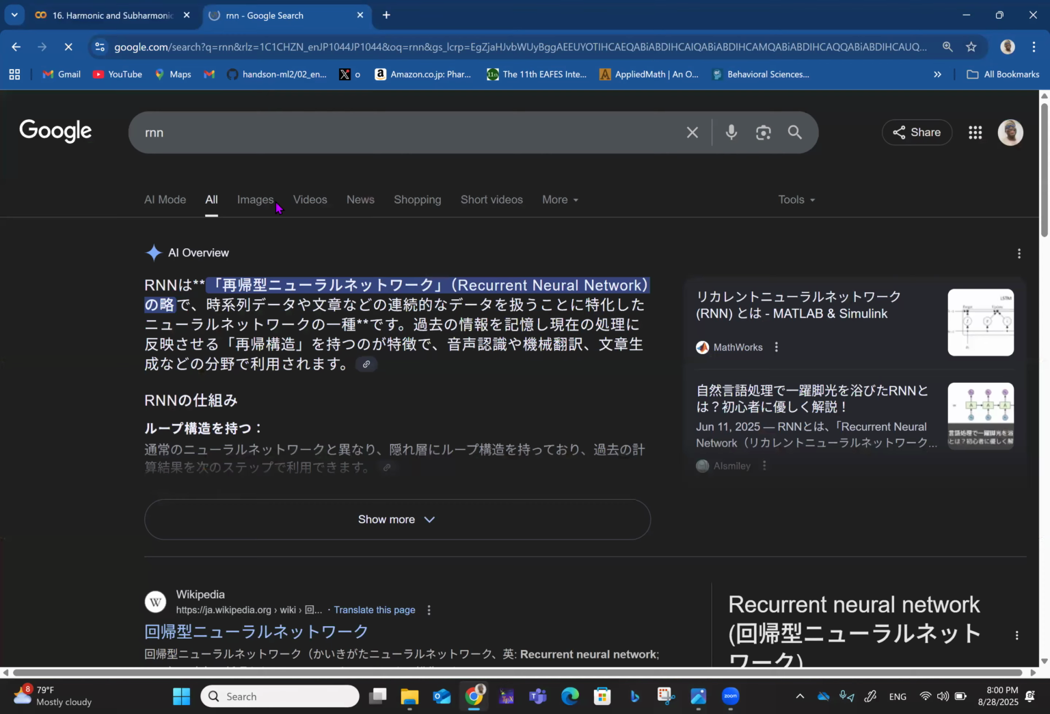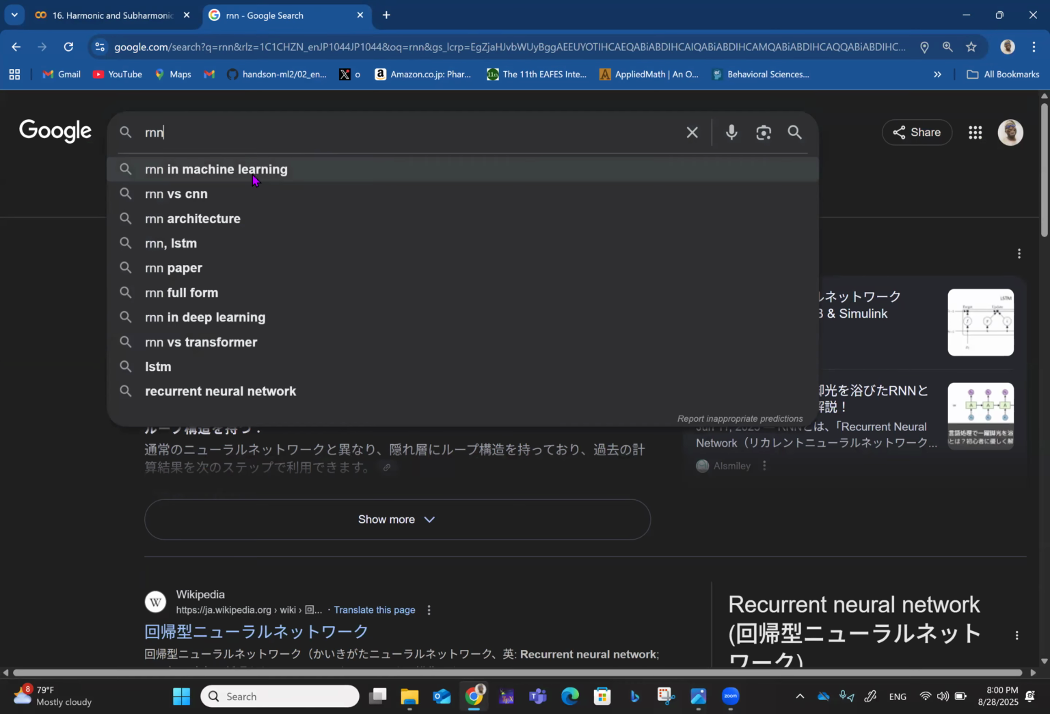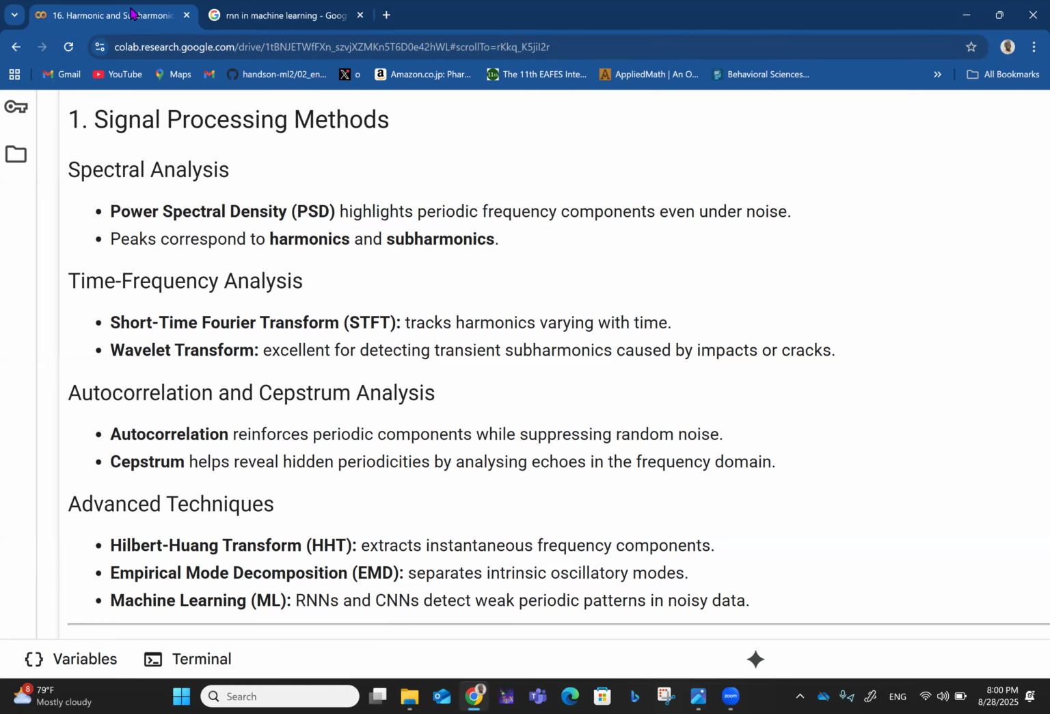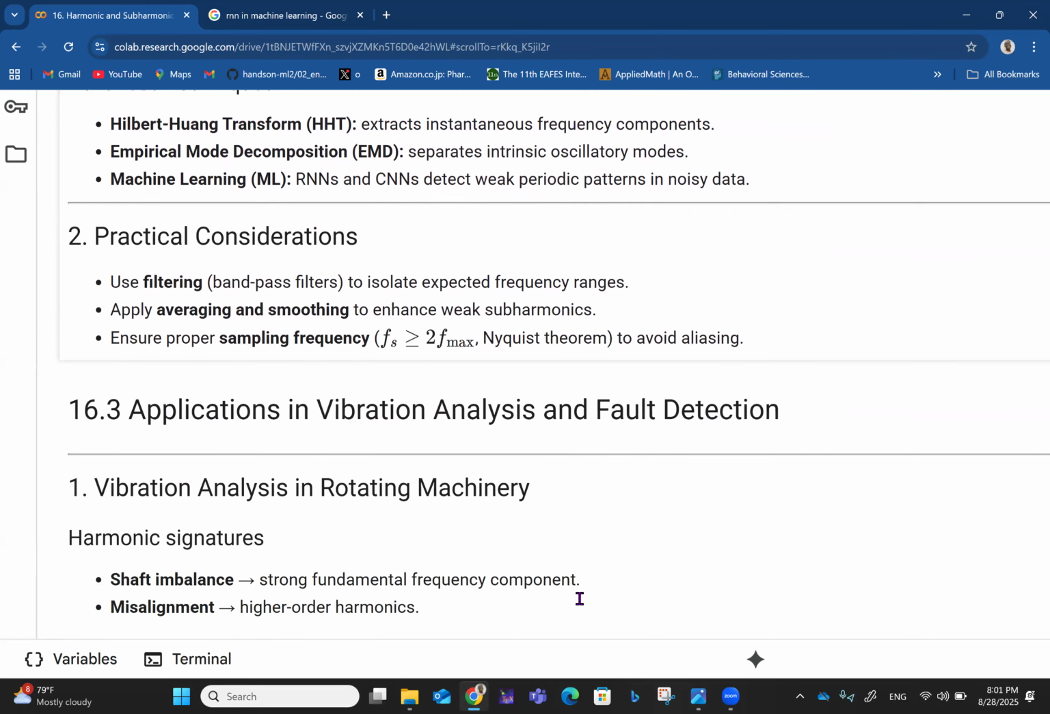Okay, RNN in machine learning, yeah? That is recurrent neural network, while CNN is convolutional neural network. So in machine learning, we have advanced techniques like recurrent neural networks and convolutional neural networks, which help to detect weak periodic patterns in noisy data.